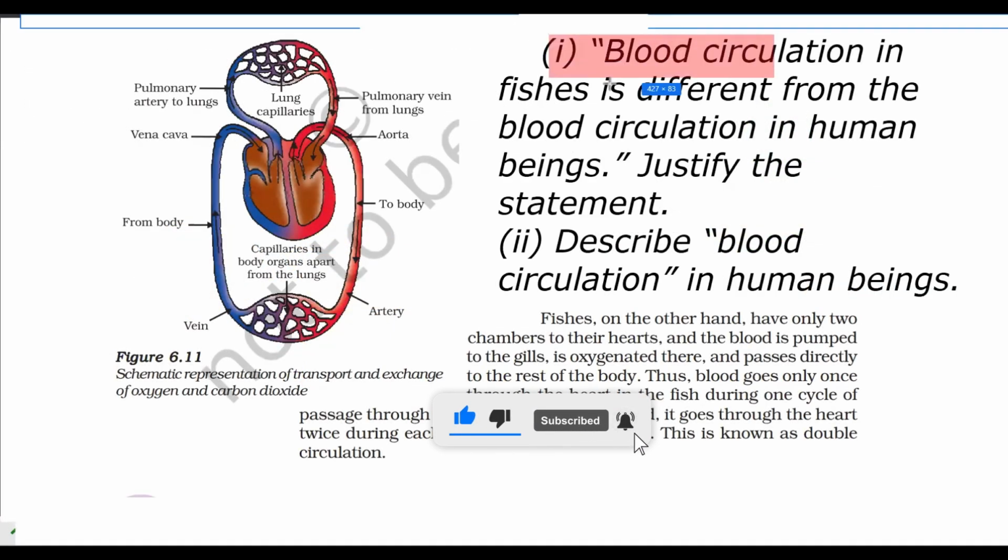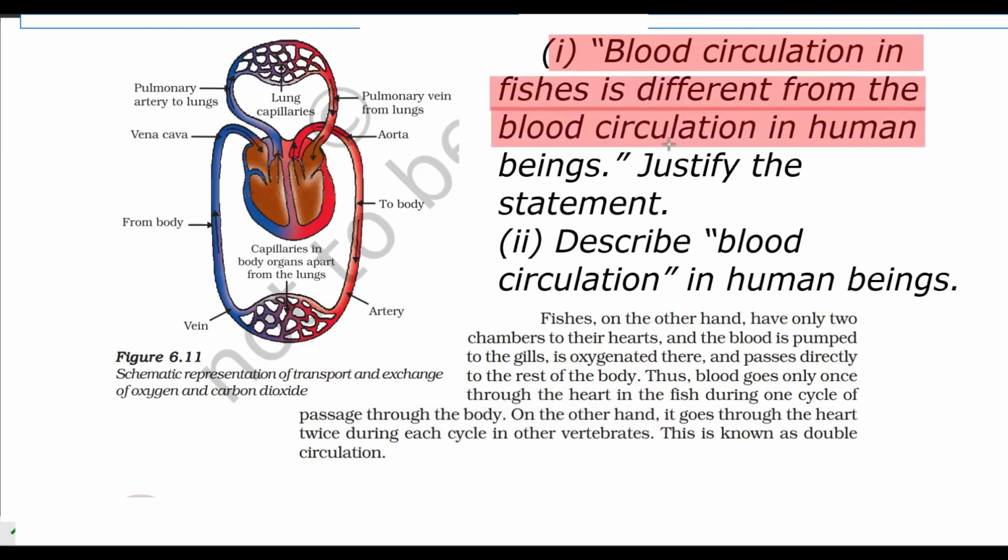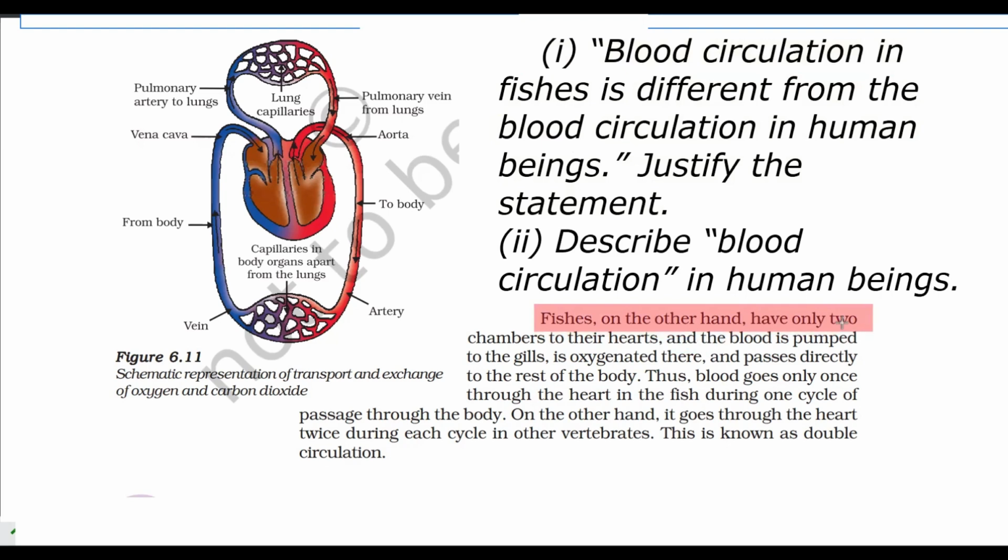The question here is that blood circulation in fishes is different from blood circulation in human beings, and we have to justify this. Well, I've taken this page from your NCERT textbook. As you can see, it's written that fishes, on the other hand, have only a two-chambered heart, unlike human beings, which have a four-chambered heart, and the blood is pumped to the gills. So the oxygenated blood thereby passes through the rest of the body.